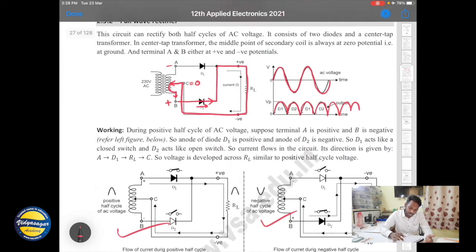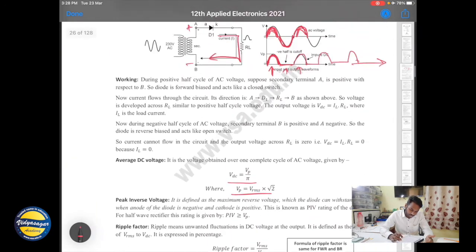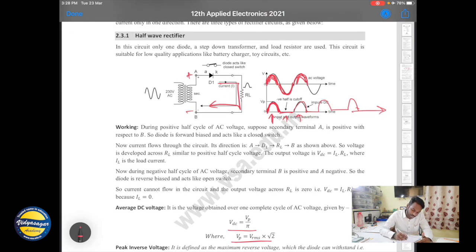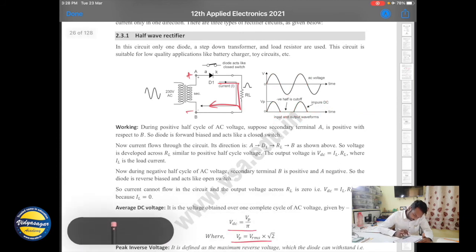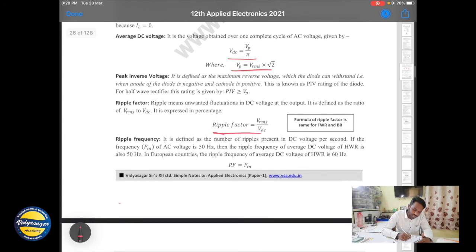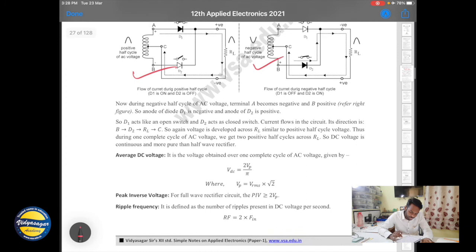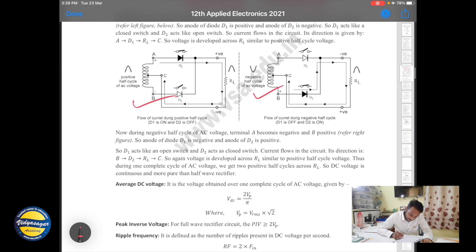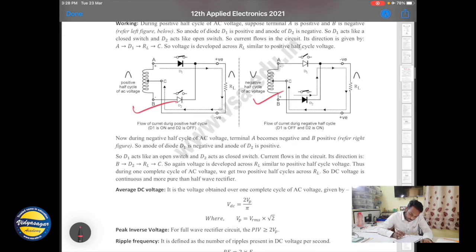Why? Because in half wave rectifier we saw that during this complete cycle, let me just clear this, and then you will get a clear idea about this. During this complete cycle we are just getting a single ripple. The negative half cycle is being wasted, you see. Therefore the average voltage is just single Vp upon pi. Now when it comes to average voltage of full wave rectifier, it is twice Vp upon pi.